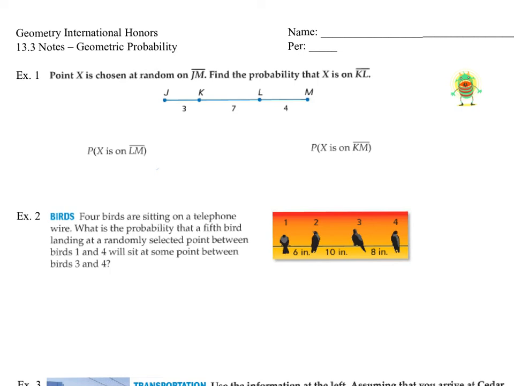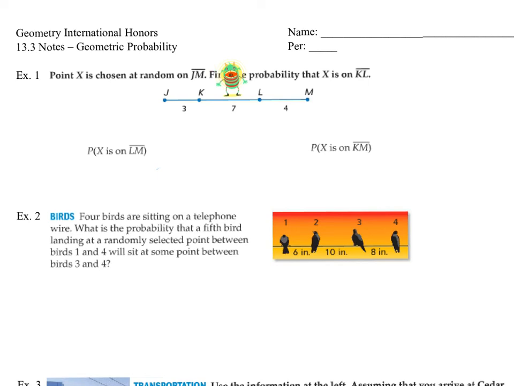So let's take a look at example number 1 that says point X is chosen at random on segment JM. Find the probability that X is on segment KL. So let's give this some context. Let's say we had a bug. This kind of looks like an alien bug. But let's say a bug was flying around, and if the bug is going to land on segment JM, what is the probability that it lands on KL?